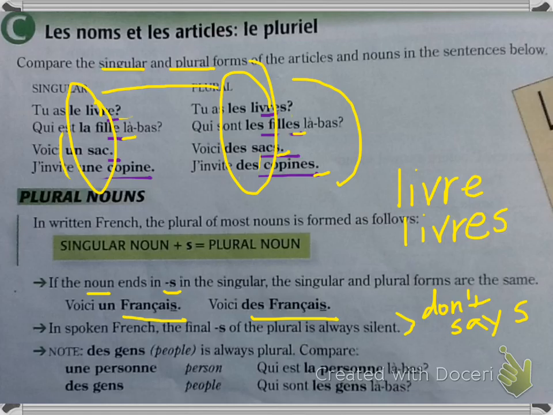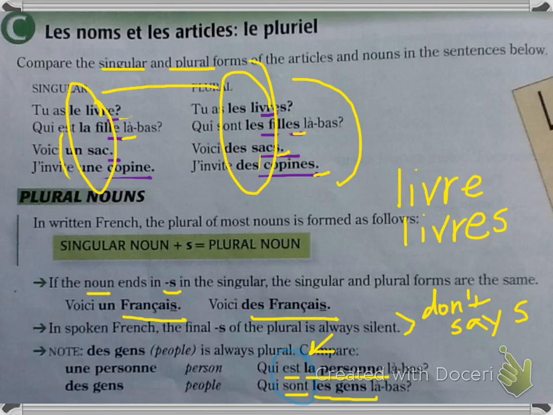Note, des gens, the word people, is always plural. Compare une personne, qui est la personne là-bas, and des jeunes, qui sont les jeunes là-bas. Now, why do we see this change right here? Remember this is est because la personne is singular, and this is sont because les jeunes is plural. So we had to change our verb être.